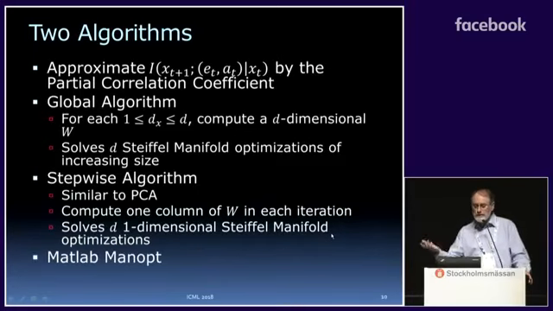So in the paper, we describe two algorithms for the case where we approximate the conditional mutual information by the partial correlation coefficient. That would be exact if everything's Gaussian and linear. Otherwise, it's an approximation. So we have to guess the dimensionality of the exogenous state. So we solve up to d different optimization instances. These are optimizations on something called a Stiefel manifold. And we also have a stepwise algorithm. We do this with the MATLAB Manopt procedure.